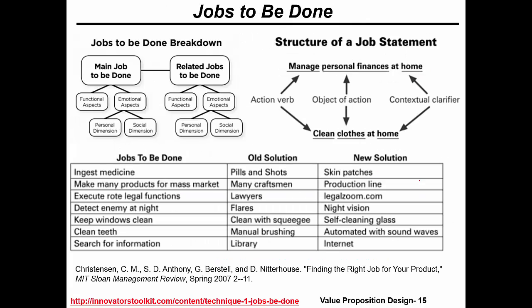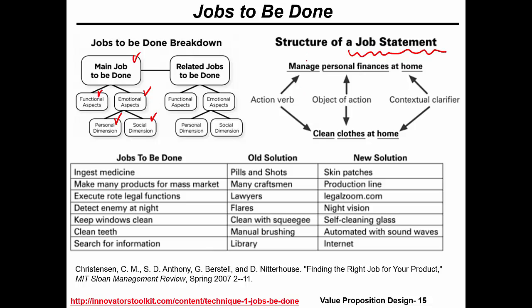So if we break down a job, one is the main job to be done, which contains the functional aspect and the emotional aspect. The emotional aspect can be personal or social. And there are some other related jobs to be done associated with the main job, which also have functional and emotional aspects. And we can also create a so-called job statement.